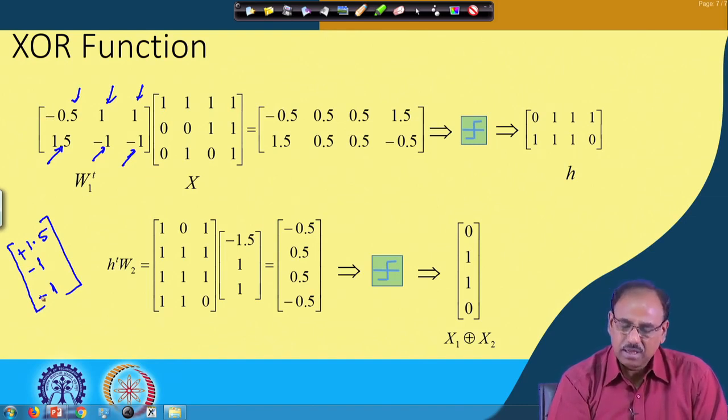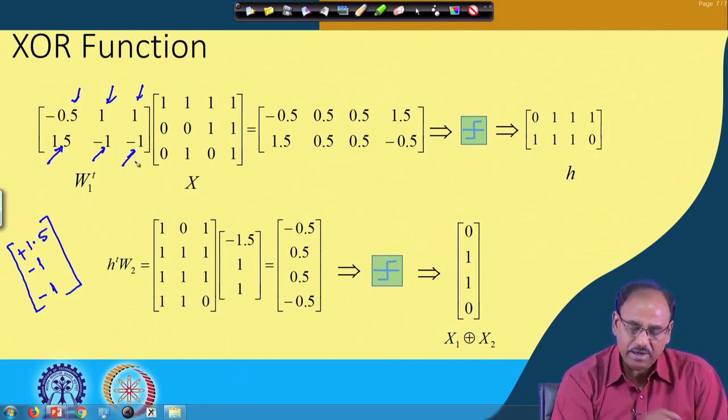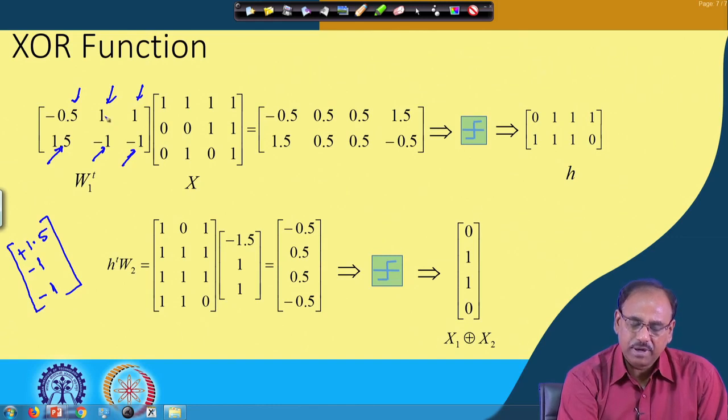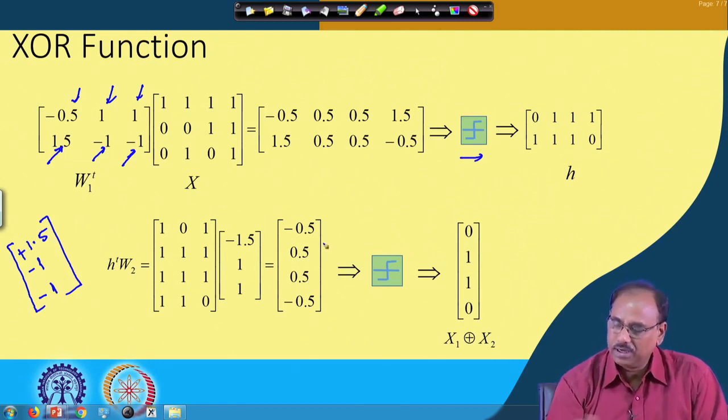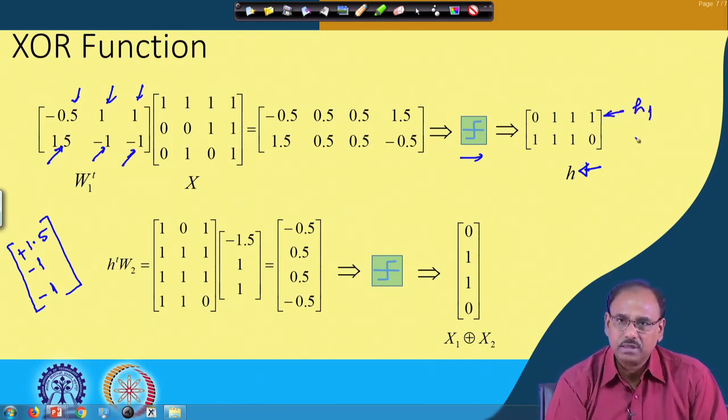So, using these weight vectors, I compute W1 transpose X, where W1 is the weight matrix consisting of -0.5, 1, 1 and 1.5, -1, -1. So, this is the matrix product that I get. Now, if I apply the nonlinearity, which is a threshold nonlinearity, I get 0 1 1 1 and 1 1 1 0. That is my intermediate set of vectors which is given by matrix H. So, this first row corresponds to vector H1, the second row corresponds to vector H2.